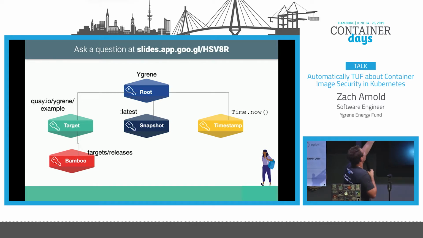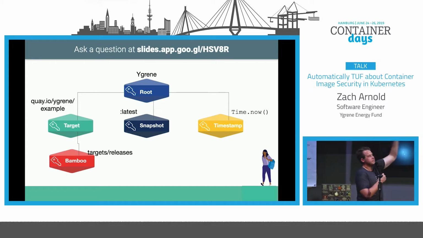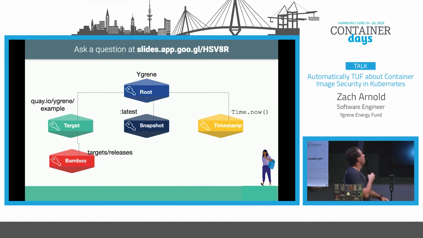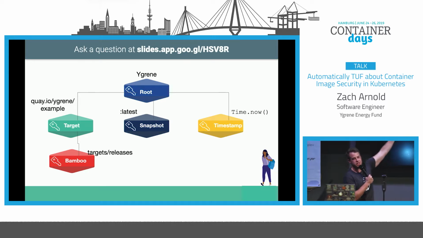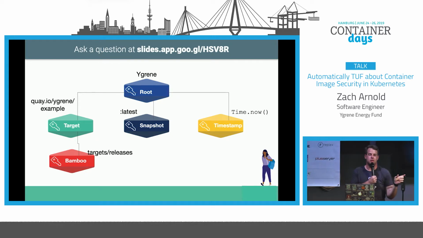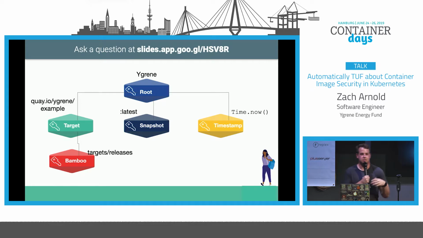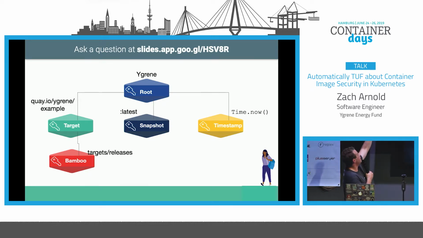We have a root key. We have a particular target, like the example app. We have the latest snapshot and the timestamp, which is time.now. And what we do is we give Bamboo this specific name, targets/releases. This is a magic keyword in Docker, so you will need to know this. Targets/releases basically allows a delegation to tag any particular target, snapshot, and timestamp combo that it's given to.